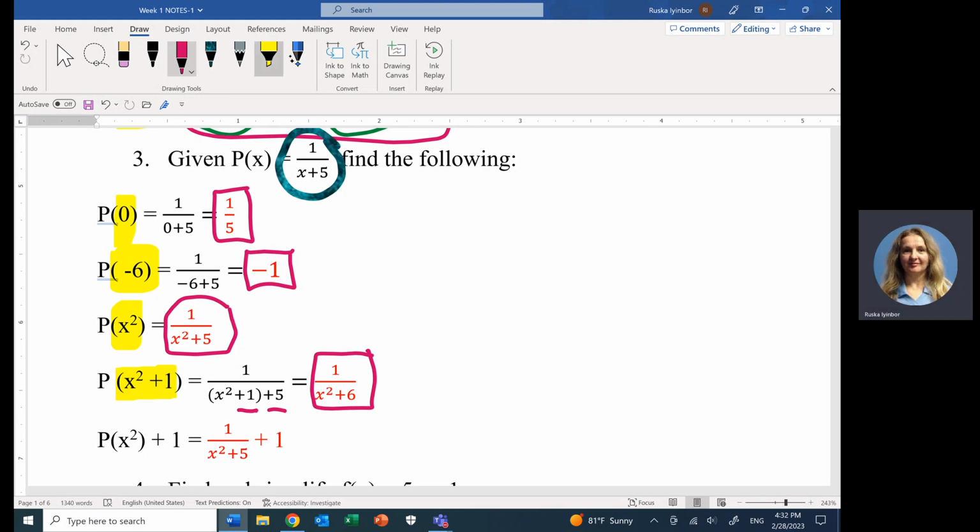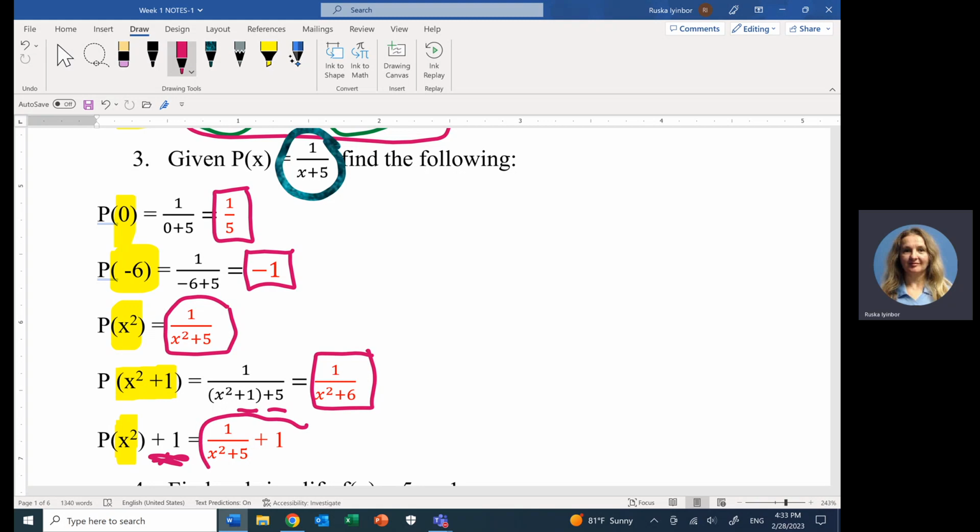Okay, the last one is you're replacing x with x squared, but then in the end, after you do that, you're going to add 1. So the difference between the last two questions is the first one, x squared plus 1 is going to replace x. The second one is x squared is replacing x, and you're adding 1 in the end of the function. So this is what you're doing.